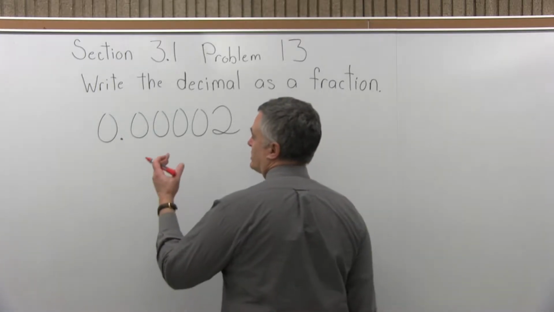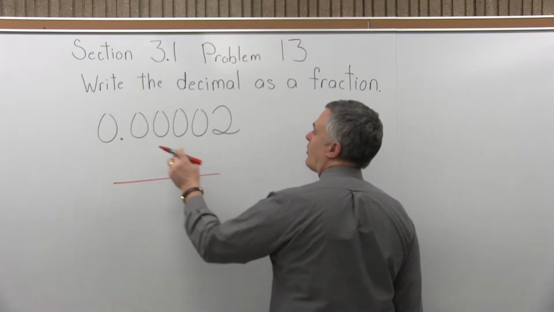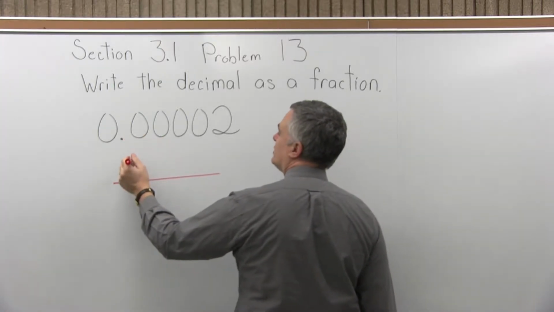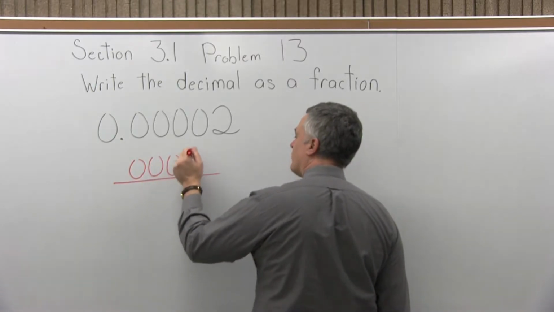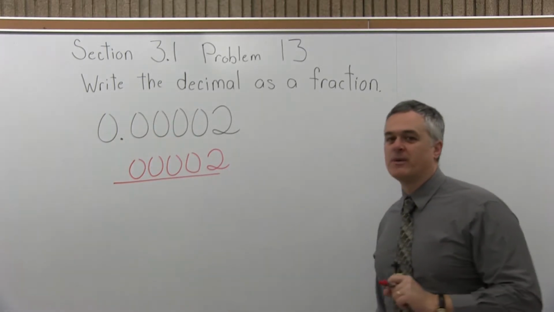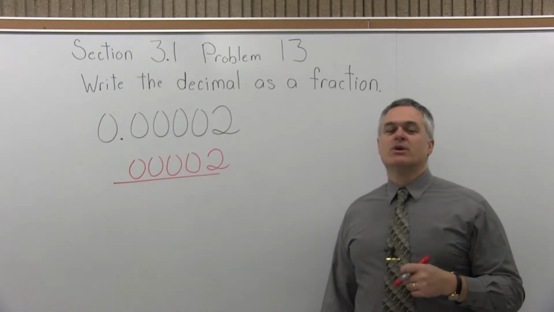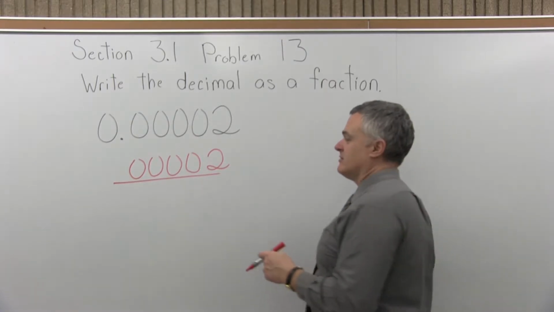So to do any conversion of a decimal into a fraction, there's a four-step process. Step one, write what comes after the decimal in the numerator of a fraction. So what comes after the decimal is 4 zeros and then a 2. That's what comes after the decimal. That's step one. Step two, put a 0 under each digit that's in the numerator.